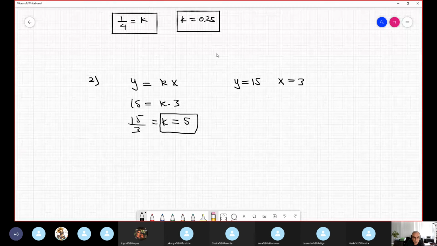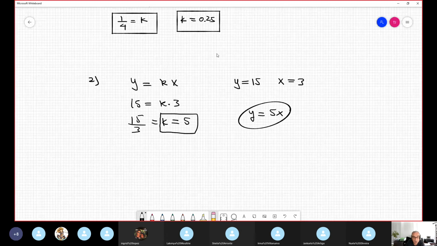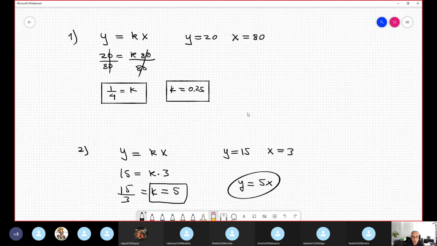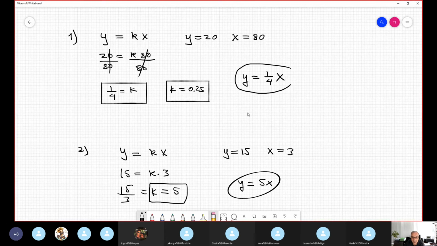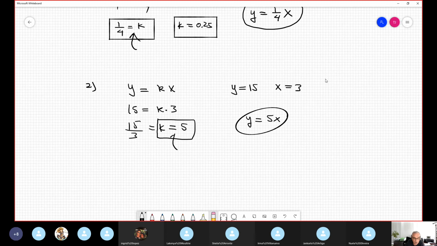Final answer. The constant is 5. Then, I forgot in the first one, you write the equation of variation. The equation is y is equal to 5x. You substitute the value of the k you found into the original equation. And the first was 1/4. So y equals 1/4x. This is the equation of variation, and this is the constant of variation. In this example, this is the constant of variation, and this is the equation of variation.